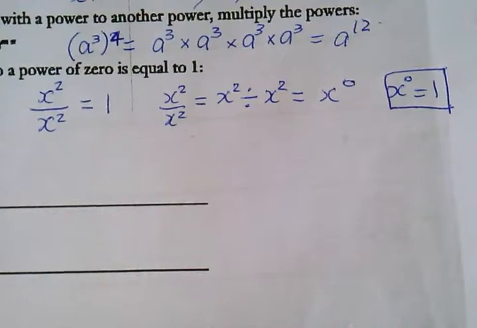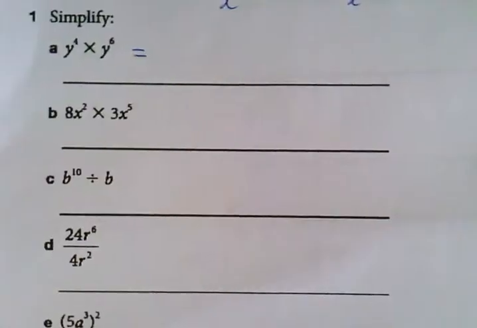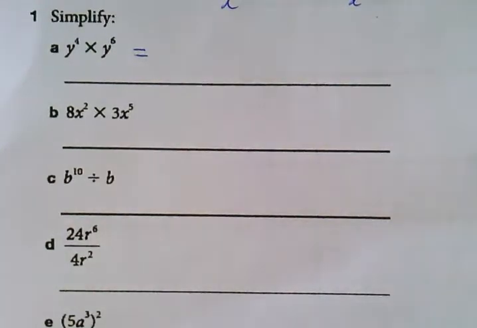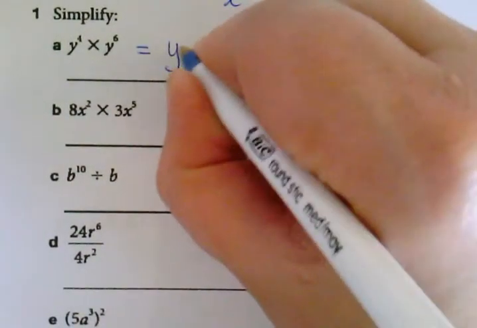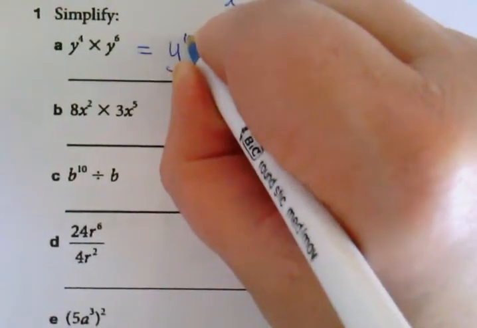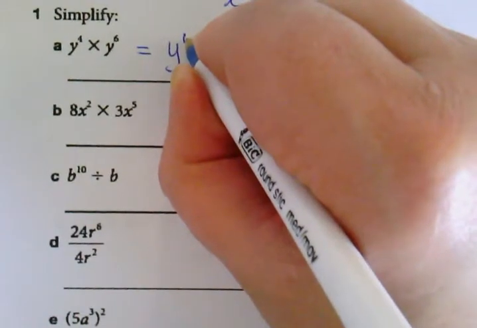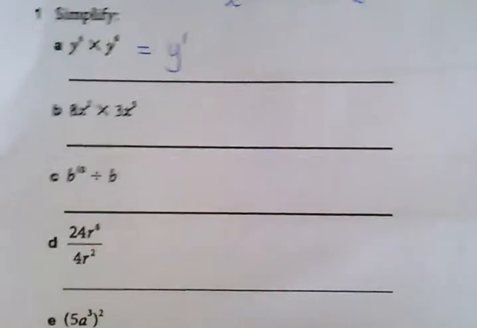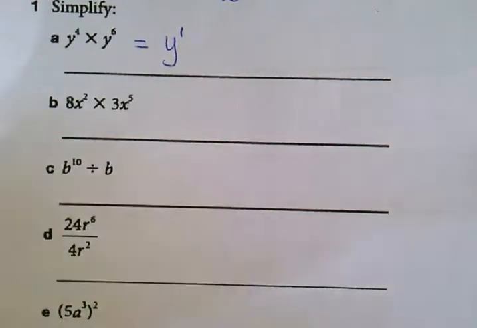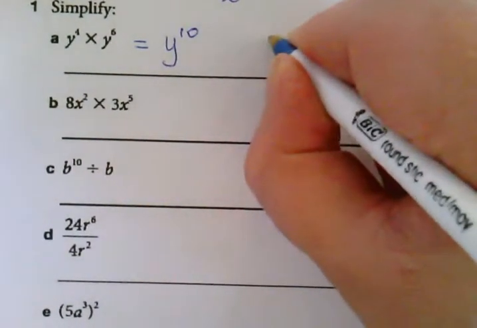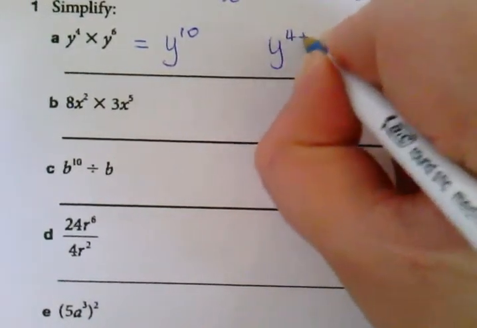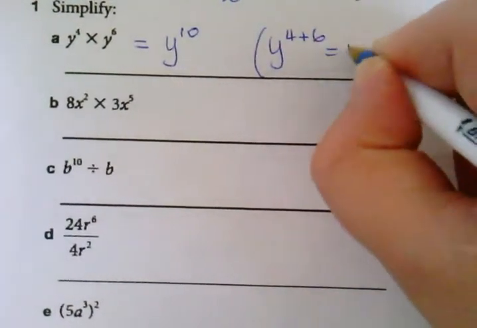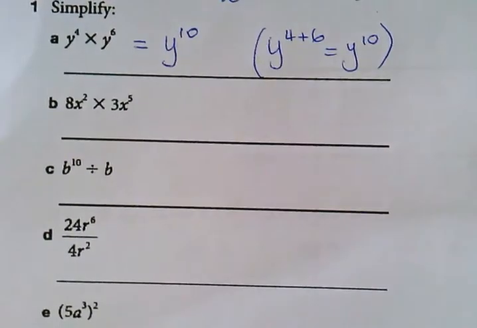y to the 4 times y to the 6, that's y times y times y times y, and another 6 of them. Or, what's the rule? You add them. In this rule, what we're doing is adding. Do you get it? We're adding the indices.